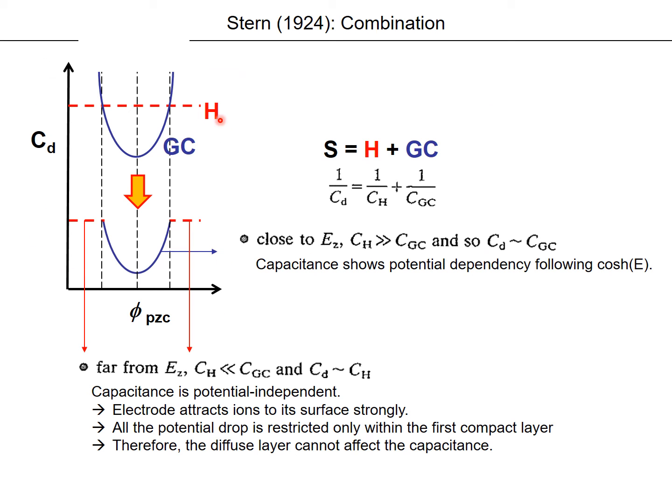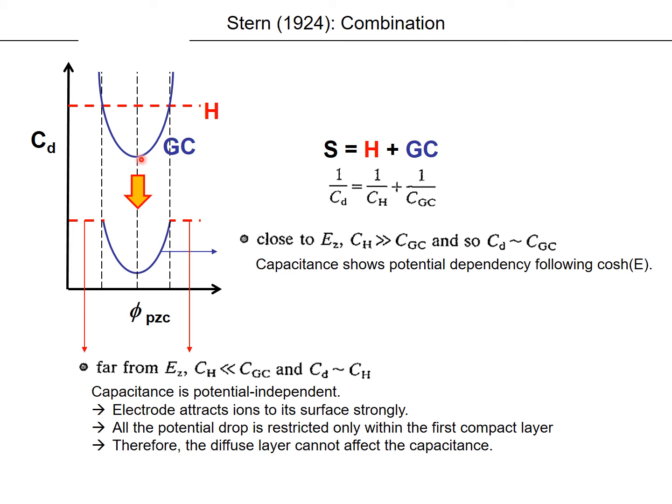Here is the graph of capacitance versus potential. And I have two curves here. The blue line is for the Gouy-Chapman model, and the dashed red line is for the Helmholtz model. So let me think about the potential around the point of zero charge. Of course, you would have the minimized value of capacitance for the Gouy-Chapman curve around here.